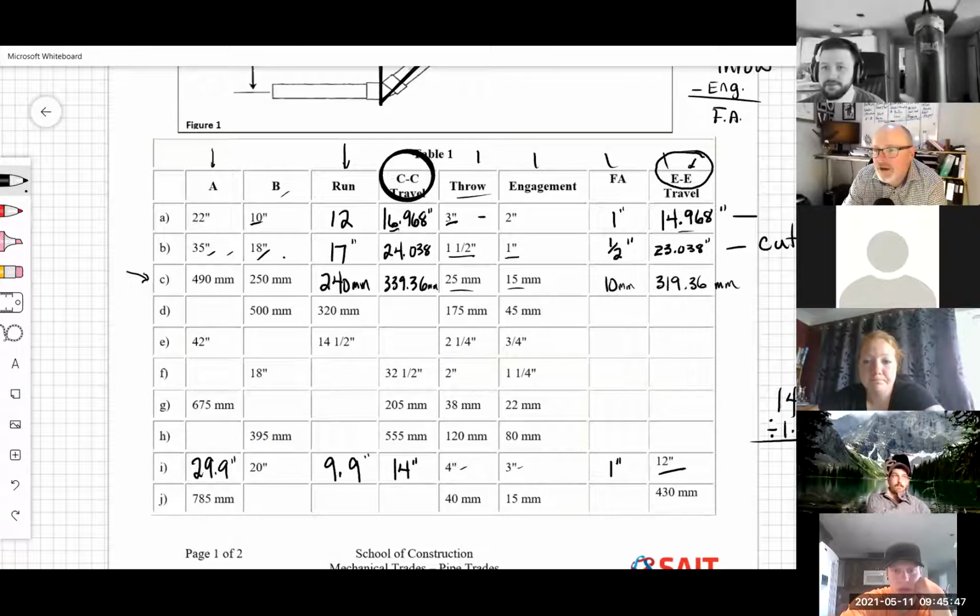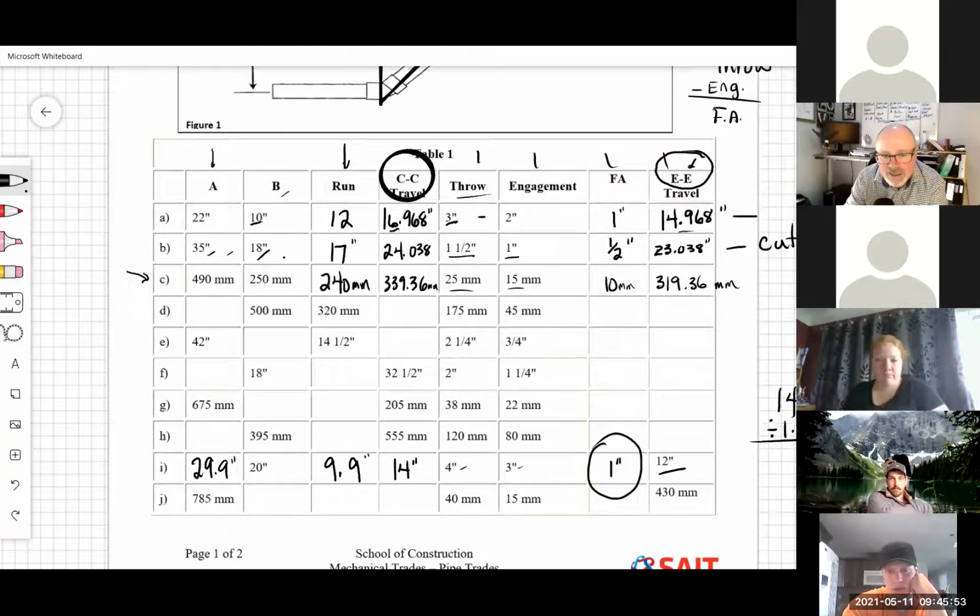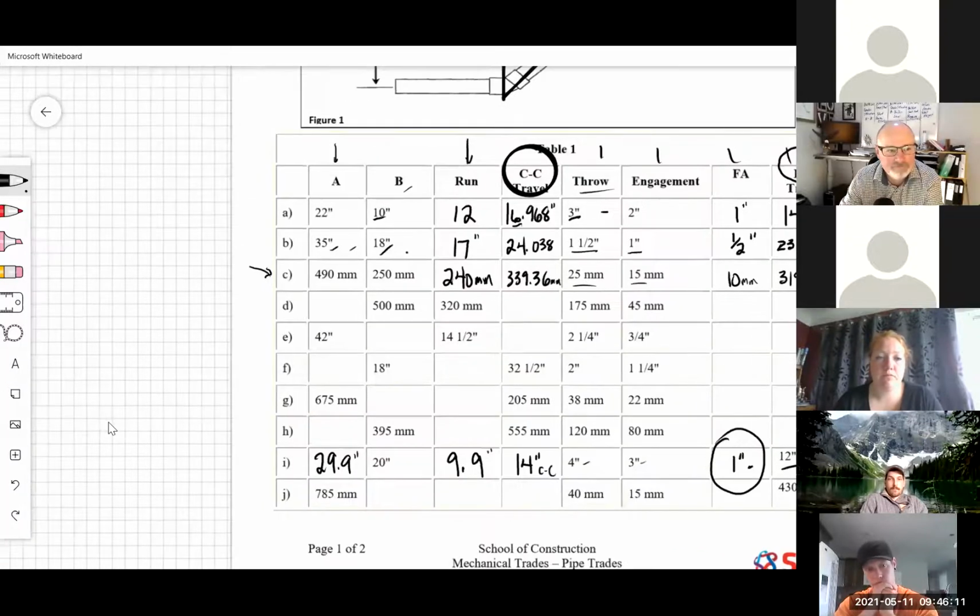Sorry, how did you get 14 again? I added 2 fittings to it because my fitting allowance is 1 inch. My end to end is 12. So I have 2 fittings to get my center to center. That's how I got the 14. Awesome.